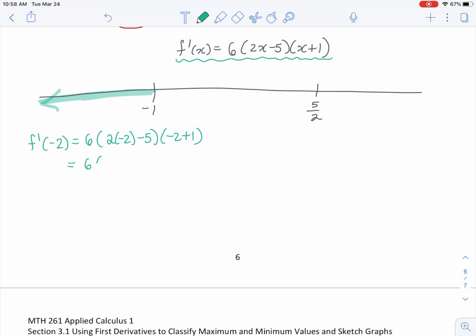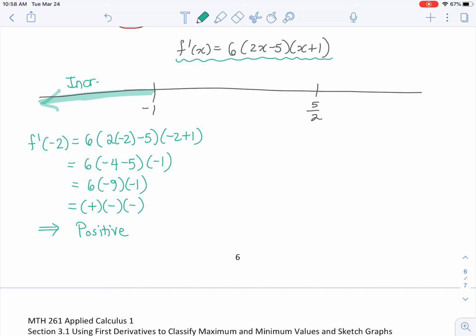All right, what's that going to be? 6 times (negative 4 minus 5) times negative 1. That will be 6 times negative 9 times negative 1. So look, this is a positive times a negative times a negative. If you multiply these signs, you will get a positive answer, right? If that derivative came out to be positive, what we know is that this section is increasing. f of x is increasing from negative infinity to negative 1.